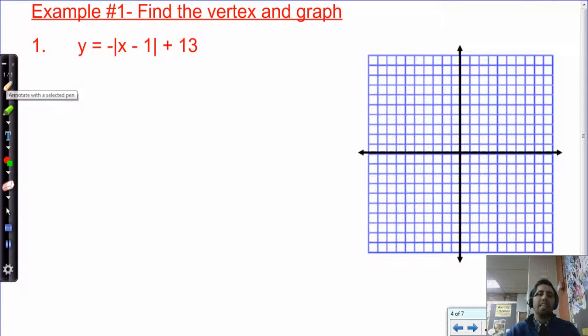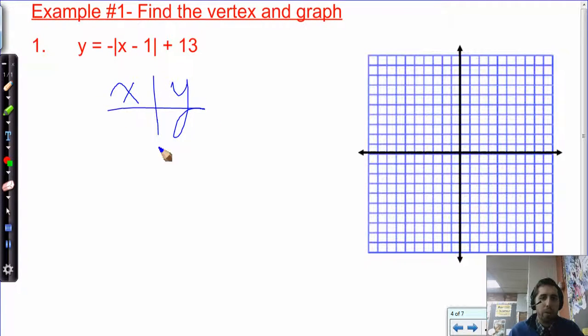Let's get to an example problem. This one says y equals the opposite of the absolute value of x minus 1, plus 13. So like we said, we're just going to use an XY chart. And the first point we want to find is the vertex. So what's our vertex going to be? We said the vertex is the x value that makes the inside of the absolute value equal 0. We want to see where is that minimum or maximum. And we'll see which it is in this case.